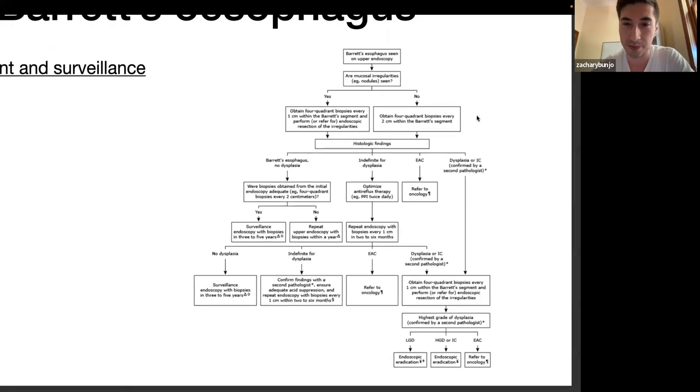So I wouldn't get too caught up in the nitty-gritty of this algorithm, but rather appreciate that Barrett's patients are typically going to fall down a pathway of some form of surveillance, and your management's contingent on just the presence of dysplasia and the degree of that dysplasia. If there is dysplasia, they're going to need some form of endoscopic eradication. If you pick up cancer, then obviously it's managed as cancer.